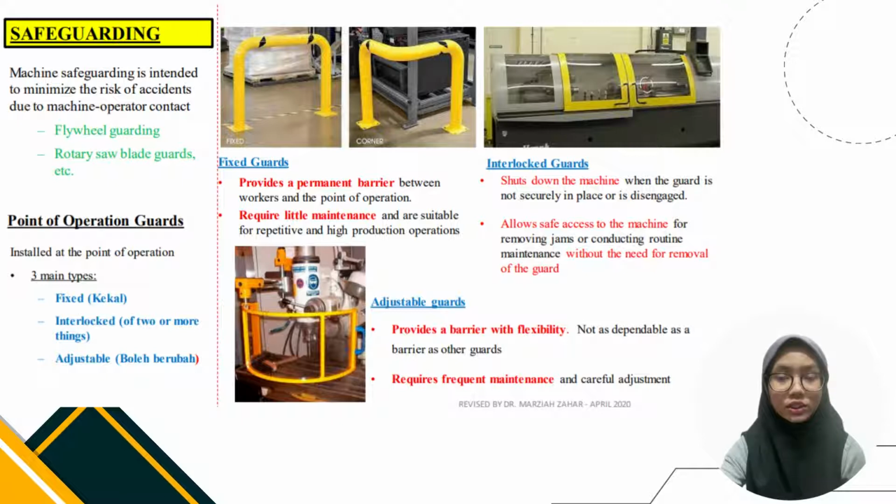Interlock guards, on the other hand, shut down the machine when the guard is not securely in place or disengaged. This guard allows safe access to the machine for removing jams or conducting routine maintenance without the need for removal of the guard. Adjustable guards provide a barrier with flexibility, but require frequent maintenance and careful adjustment.